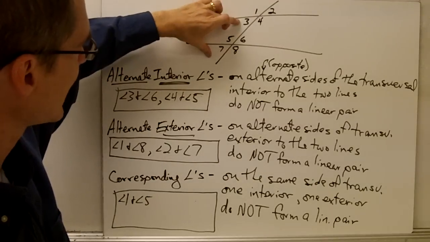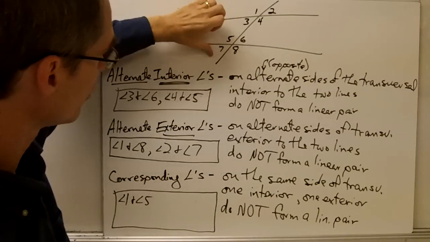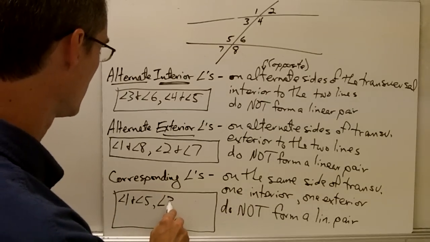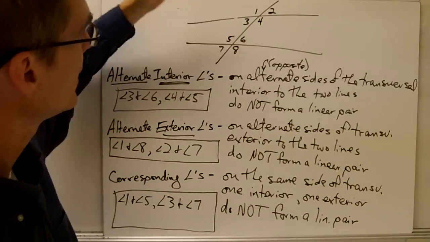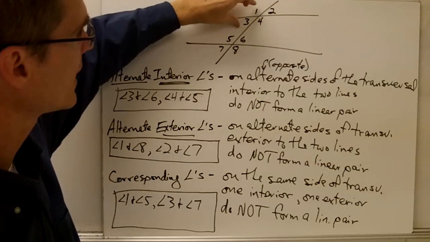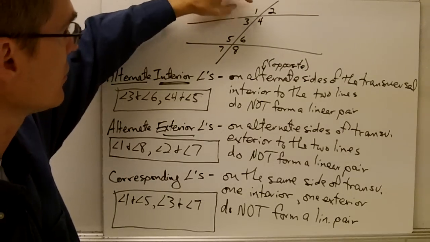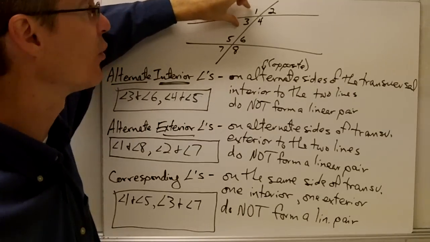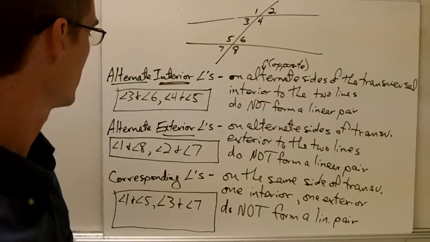Notice angle 3 and angle 7, they're on the same side of the transversal. One interior, one exterior, and they don't form a linear pair. So angle 3 and angle 7 are also corresponding angles. Notice angle 1 and angle 3, they're on the same side of the transversal. One is interior and one is exterior. However, angle 1 and 3 form a linear pair. So angle 1 and angle 3 are not a pair of corresponding angles.